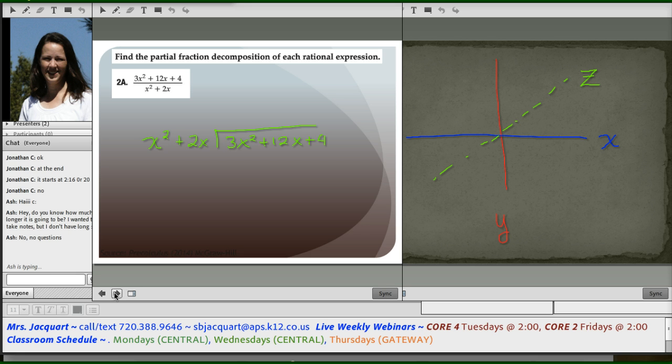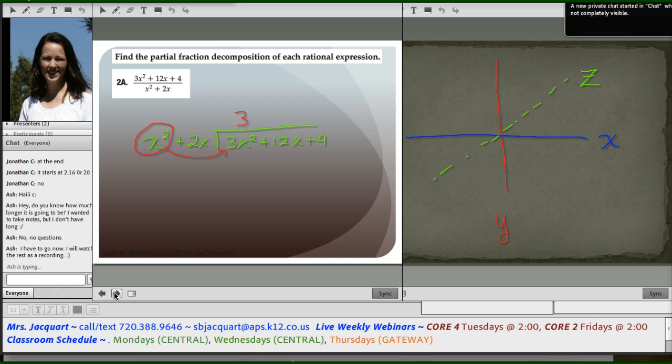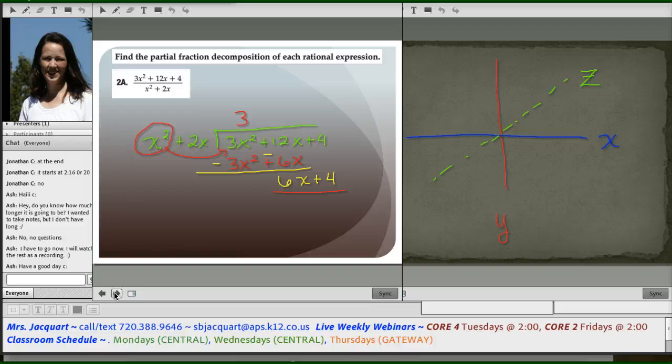With long division otherwise. How many times does x squared go into 3x squared? It goes into it 3 times. We're going to get 3x squared when we multiply it, plus 6x. And then we have to subtract this row. So I'm left with 6x plus 4. As we break down this fraction, x squared can't go in there, so then we simply put it over x squared plus 2x. And this is the one that we have to decompose.